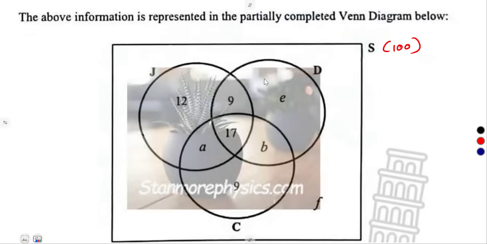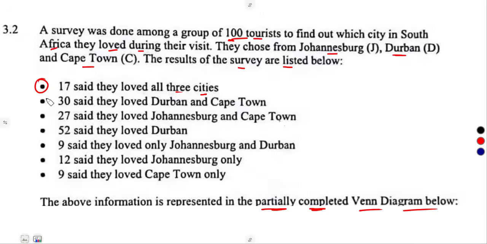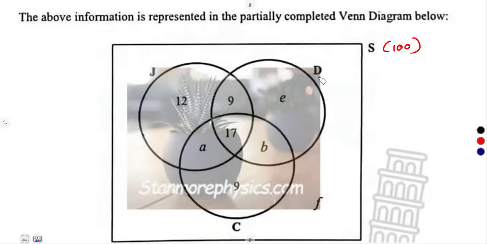17. Then we move on to another part. 30 said they loved Durban and Cape Town. There are two here, Durban and Cape Town. There is no "only" here, so we're talking about the combined part of Durban and Cape Town, in between here.